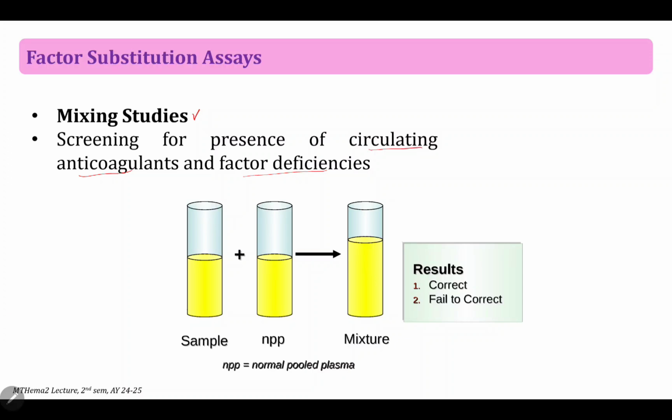Now, in mixing studies, you have your patient's plasma combined with a normal pooled plasma, and you check for correction or failure of correction. Now, after mixing your sample with a normal pooled plasma, if we're able to correct the sample, that means to say that the patient has a factor deficiency. Okay? But if after combining it with a normal pooled plasma it fails to correct, that means to say there would be the presence of your circulating anticoagulants.